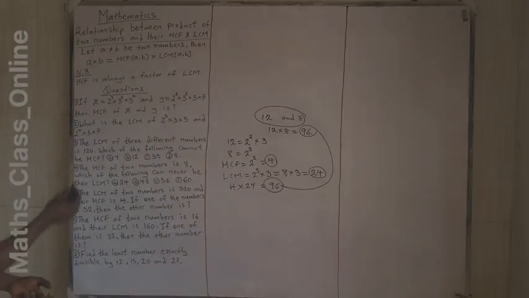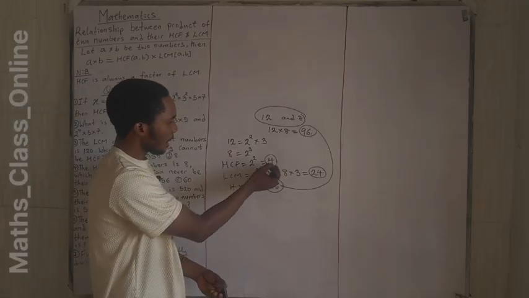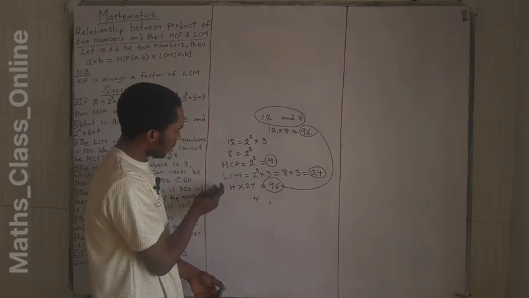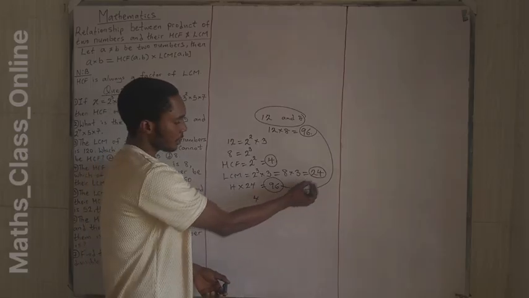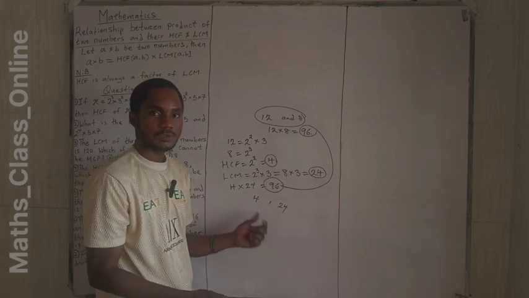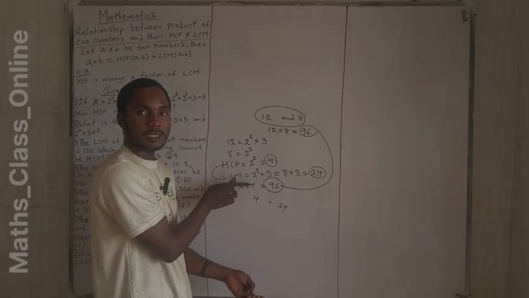Also, let's take note. The highest common factor is always a factor of the LCM. What is the highest common factor here? The highest common factor here is 4. And the LCM here is 24. Can 4 divide 24? Yes, 4 can divide 24. That means the highest common factor is a factor of the LCM.